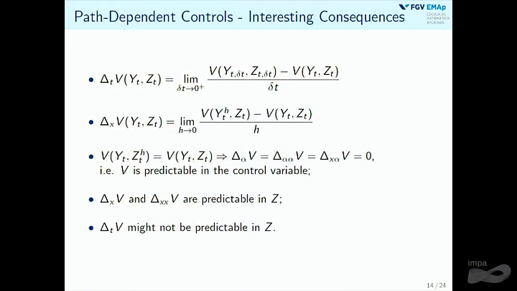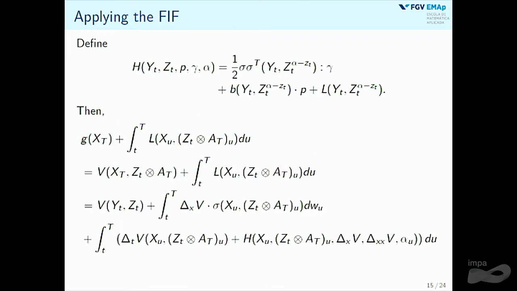And then you have delta XV and delta XXV. They are also predictable in the control. So they satisfy this type of assumption here. And delta TV might not be predictable in the control because we move the Z up to delta T, so this may depend on ZT because we have to extend a little bit, okay? And what does it happen? So how does it change? How does this change the usual setting, the usual HJB equation that we find?